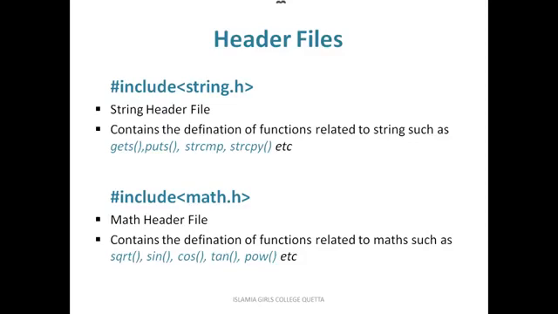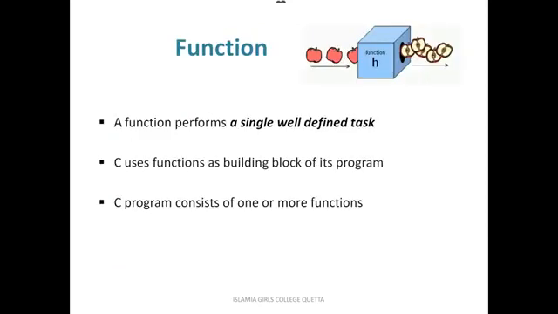Now we will move towards the second part, that is function. While discussing the header file, we were talking about the functions. So what is a function in C language or programming? The function is a piece of code that performs a single well-defined task. Means it is going to perform one particular operation.